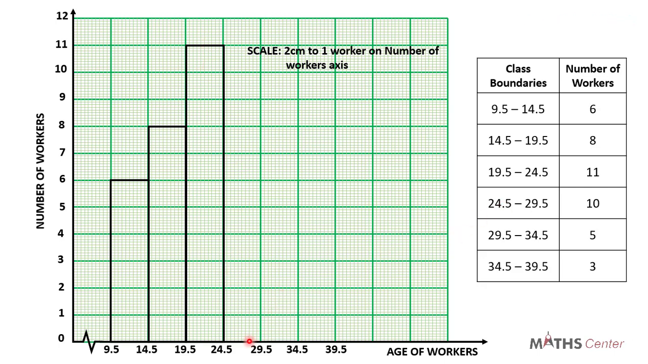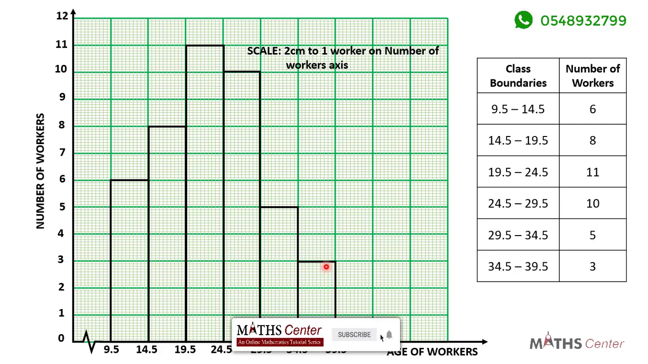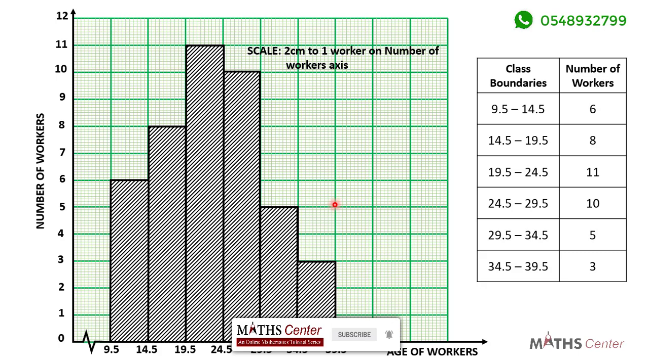The next one starts from 24.5 and ends at 29.5. And the frequency is at 10. We have that here. The one after that starts from 29.5 and ends at 34.5, and the frequency is at 5. And the last one starts from 34.5 and ends at 39.5, and the frequency is at 3, just as we have here. Now after that, you can add a little design to it, just as we have been doing all along, so that it will look nice.